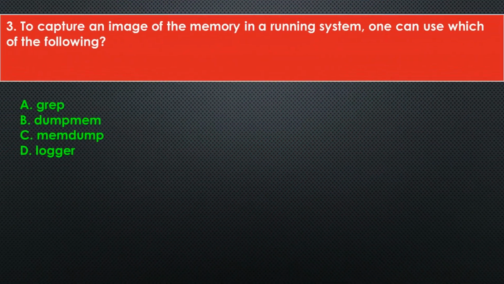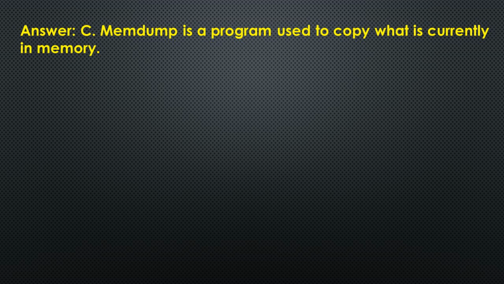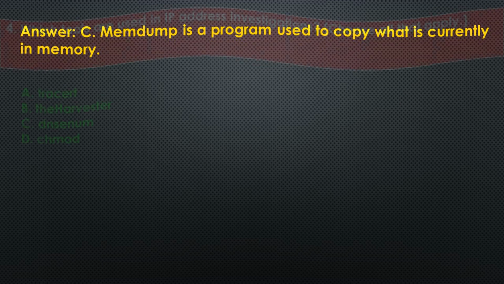3. To capture an image of the memory in a running system, one can use which of the following? A. grep. B. dump mem. C. memdump. D. logger. Answer: C. memdump is a program used to copy what is currently in memory.